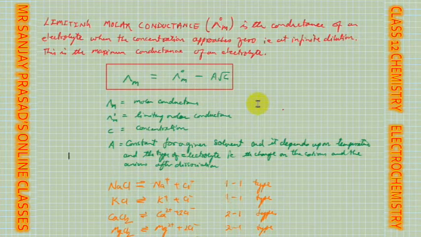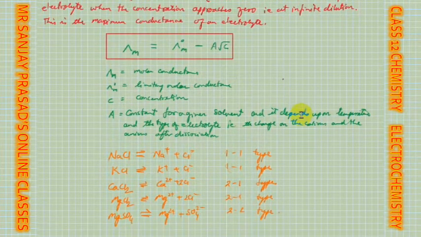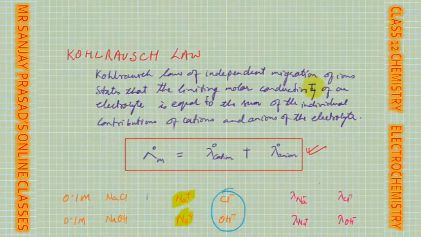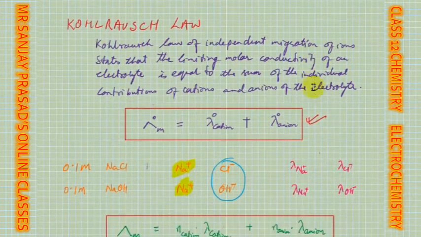In the last day's class, we had done limiting molar conductance, that is the maximum conductance when the dilution is maximum, infinite dilution, isn't it? So at infinite dilution, the maximum conductance is obtained, and that is called limiting molar conductance. The factors on which it depends we had done, then we did Kohlrausch's law, that is the limiting molar conductance is the sum of the limiting molar conductance of the ions, isn't it? So that we had done.